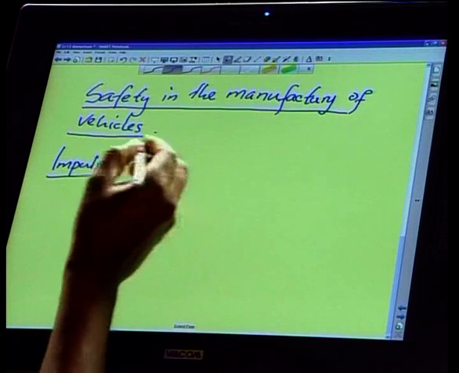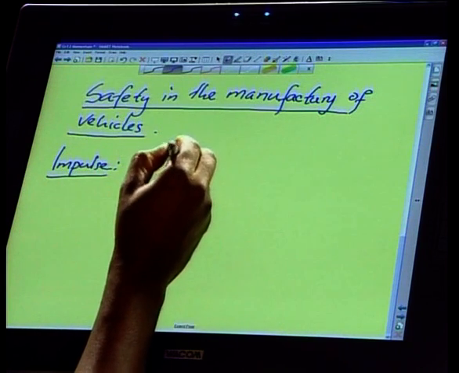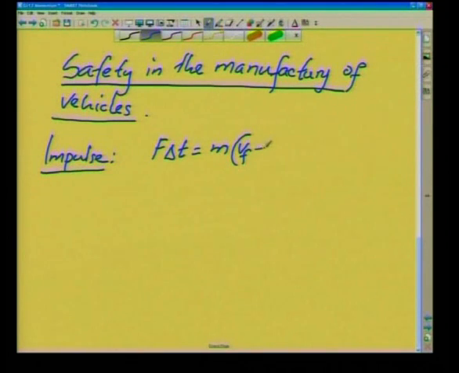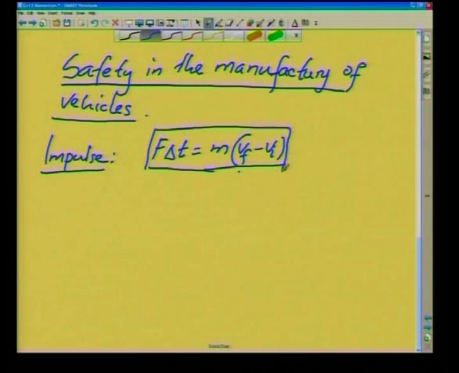Okay? Now, what is impulse? F delta t equals change in momentum, v final minus v initial. So that is what we're looking at. Now, this force here is the impact that people inside a car would feel when a car is involved in an accident or in a collision. You would see from this equation that its magnitude is determined by the final velocity minus the initial velocity times the mass divided by the change in time.